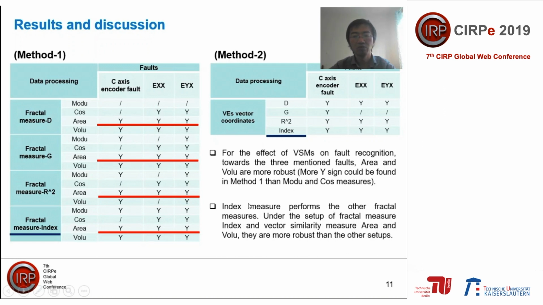When it comes to the performance of the fractal analysis measures, we can find that under the setup of the fractal analysis index, the measures perform better. Using the index and the vector similarity measures area and volume, they are more robust than the other setups. A similar result can be found here.